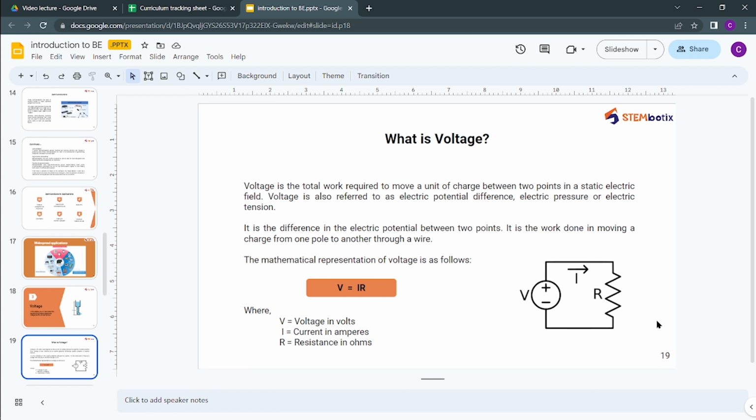The mathematical representation, as seen below, is V equals IR. Here V refers to voltage in volts, I is current in amperes, and R is resistance in ohms.